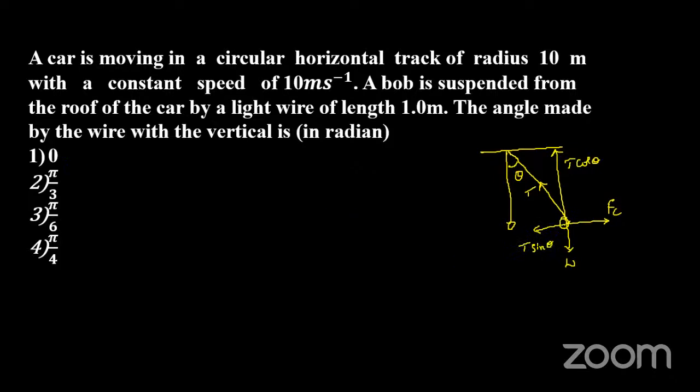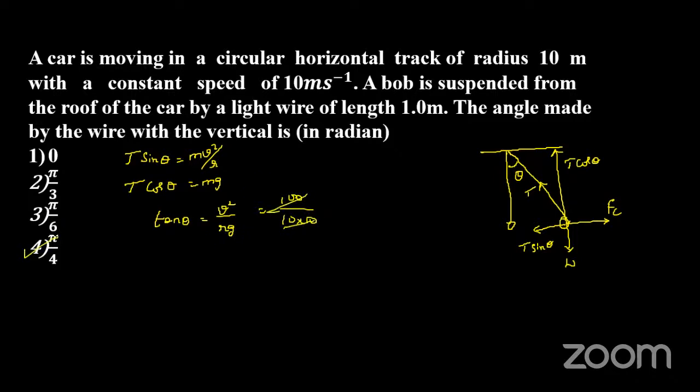Equate: T sin theta equals mv square by r, the centripetal force. T cos theta equals mg. Dividing, we get tan theta equals v square by rg. The velocity given is 10, so 100, radius 10, so you will get 45 degree.